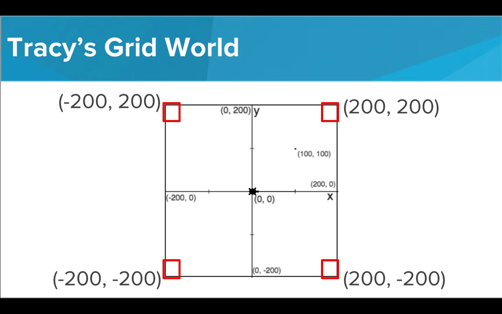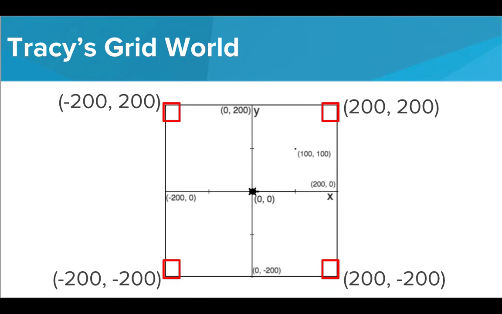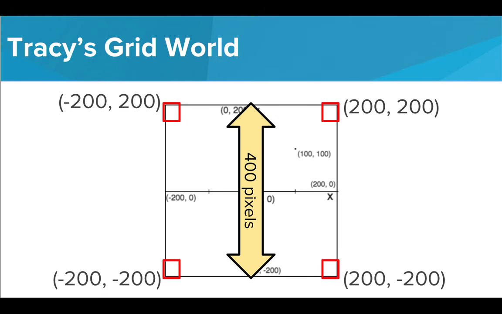So how wide is the total canvas? If our x-axis goes from -200 to +200, that means the width is 400 pixels long. And this is the same for the height of our canvas. It is important to know that Tracy lives in a 400 by 400 grid world.